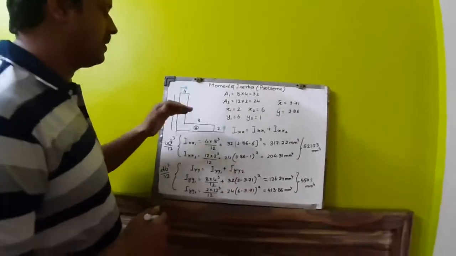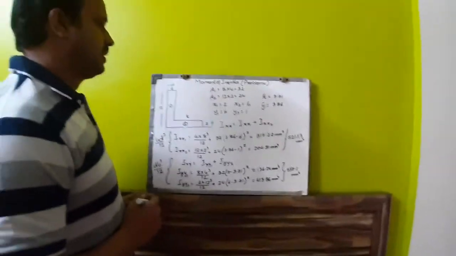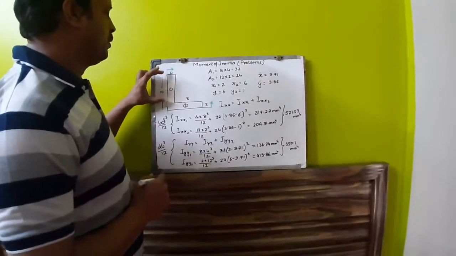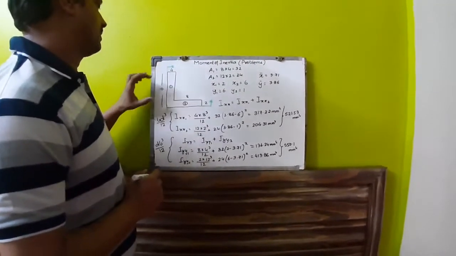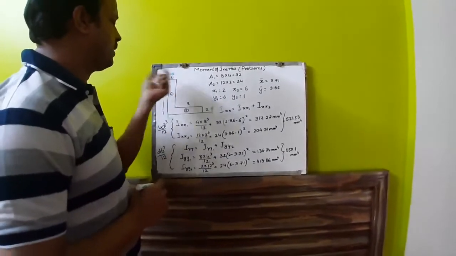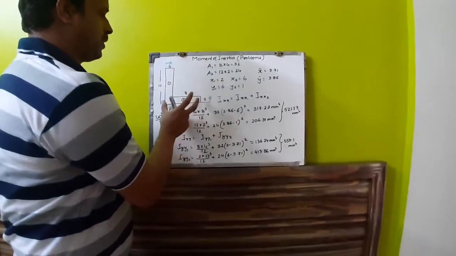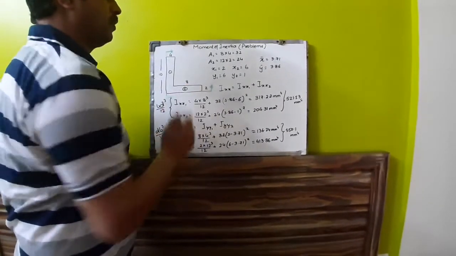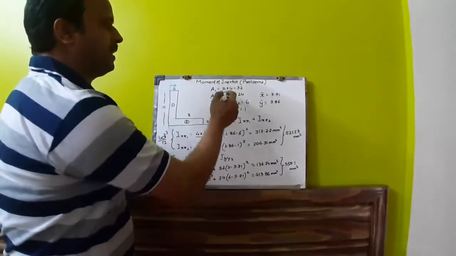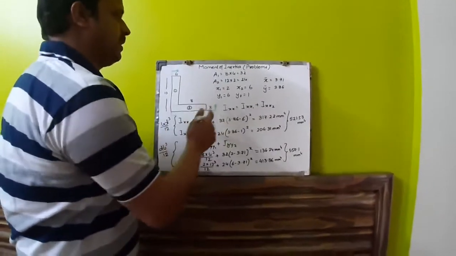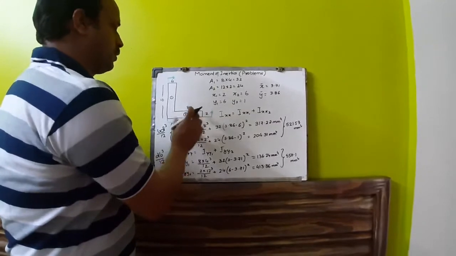We have divided the cross section in such a manner that you can distribute it into two rectangles. This is one rectangle of cross section 8 into 4. This is another rectangle of cross section 12. This is 8 and this is 4. So this is 12 into 2. So you can find out the area. This is 8 into 4 is the cross sectional area of A1, and A2 is 12 into 2.